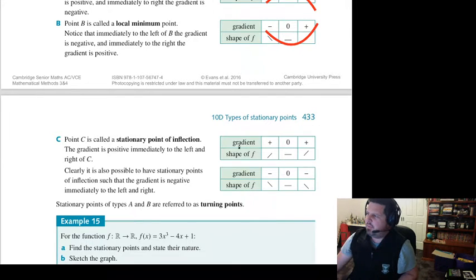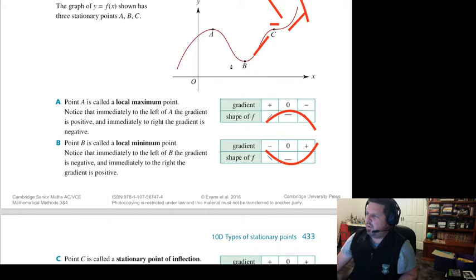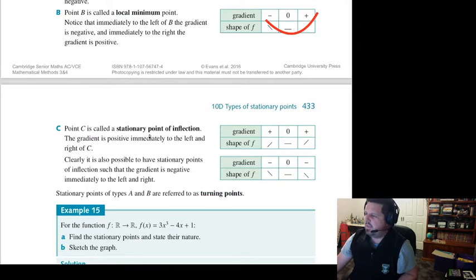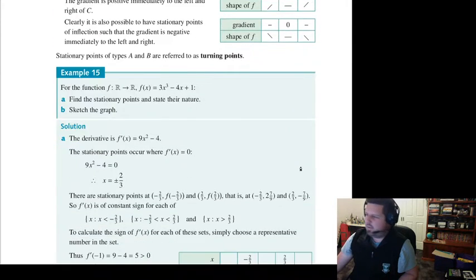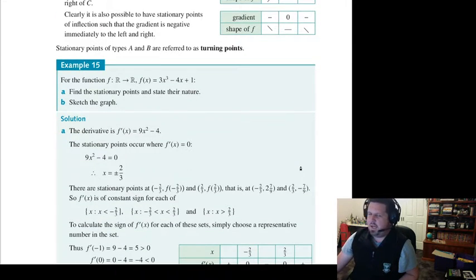Points A and B, these ones here, are also known as turning points, rather than a stationary point of inflection like these ones. Alrighty, so this particular exercise is going to ask you to classify what's going on. Again, you'll need to work out where the stationary points are, and then work out their nature: whether they are a local maximum, local minimum, or a stationary point of inflection. You need to look at what's happening just to the left or right of that particular stationary point.